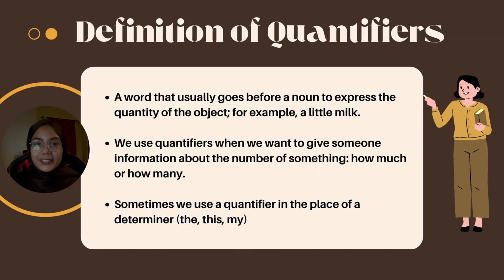Definition of quantifiers. A quantifier is a word that usually goes before a noun to express the quantity of the object. For example, a little milk. We use quantifiers when we want to give someone information about the number of something, how much or how many. Sometimes we use a quantifier in the place of a determiner, for example the, this, and mine.